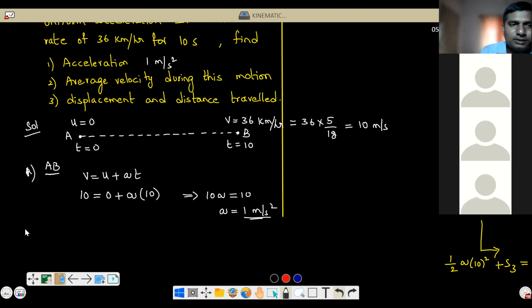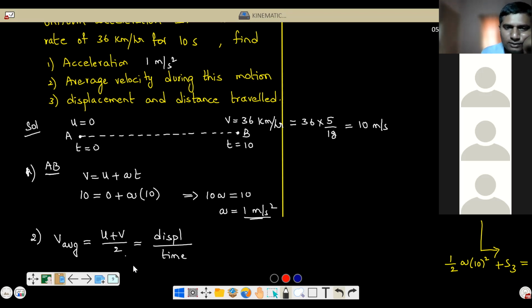So this part is over, the A part, our first part. The second part: average velocity during this motion. How will you calculate average velocity? Average velocity has two formulas. One is U plus V by 2. Another is total displacement by total time. Now here we know initial velocity and final velocity, so I can use this formula directly. That is equal to 0 plus 10 divided by 2, which is equal to 5 meters per second.